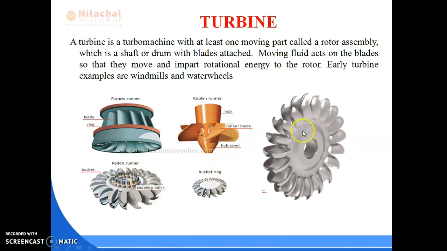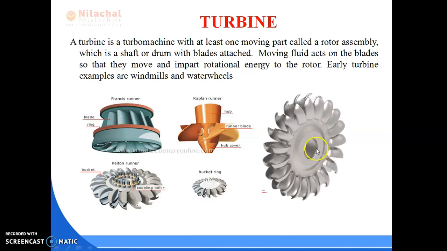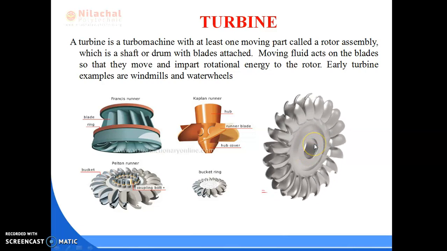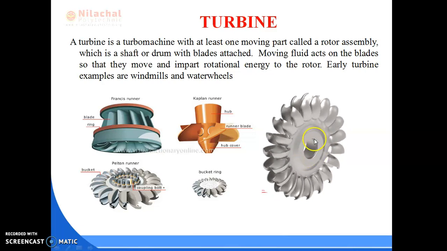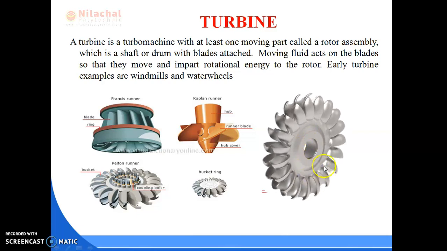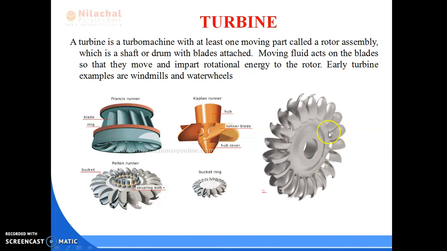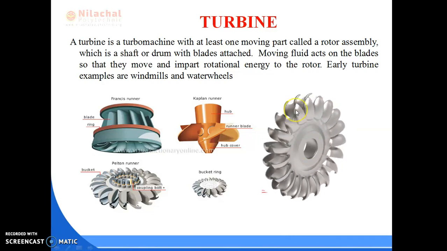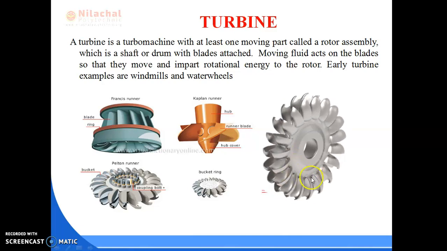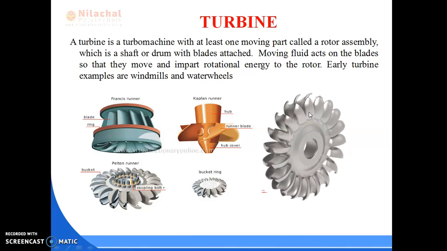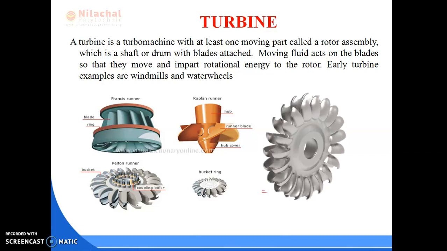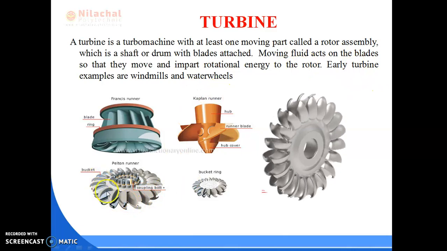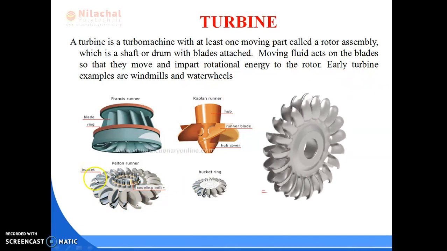runner. This circular part is known as a runner. The hole is for the shaft. The shaft is provided in this hole. This circular part is known as your runner. Upon the runner, these are the blades, vanes or buckets. These blades are mounted upon the runner. The runner is a circular disc, and upon the circular disc the blades are mounted. These blades are used in a Pelton turbine.